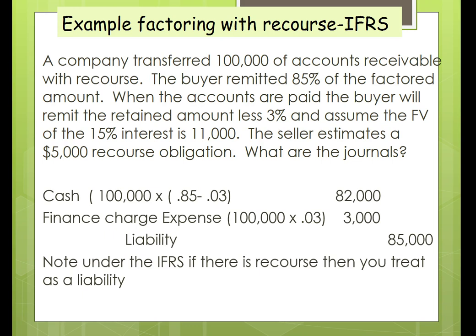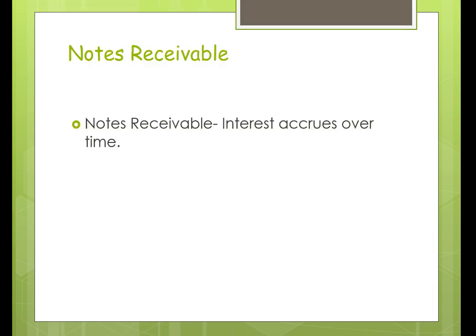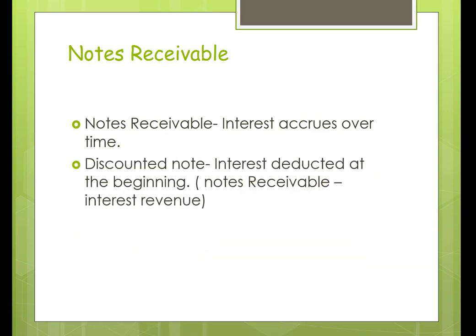Now let's take a look at notes receivable. With notes receivable, interest accrues over time. With a discounted note, interest is deducted at the beginning: notes receivable minus the interest revenue. With a zero interest note, the interest is implied. So let's take a look at some examples.